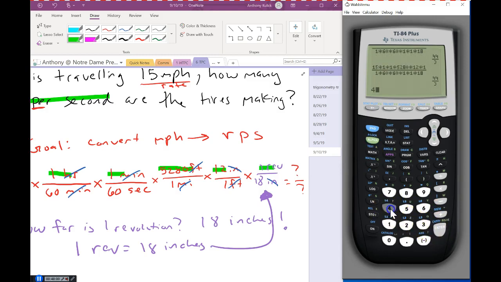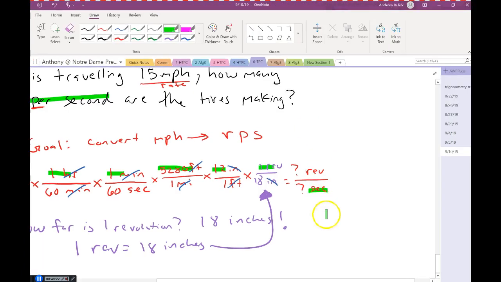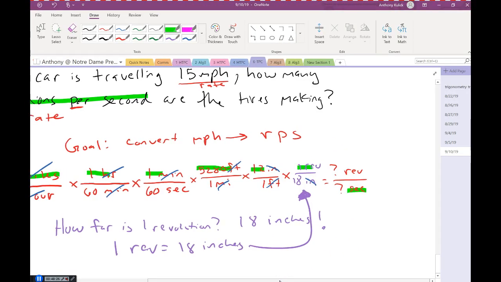Okay, so if I type in 44 over 3, I get about 14 point, oh my gosh! I'm so stupid. Stop. That's way too much. What's my mistake? That number is not 18.